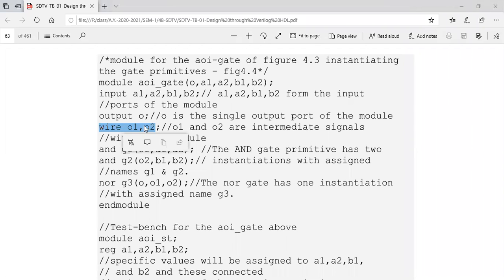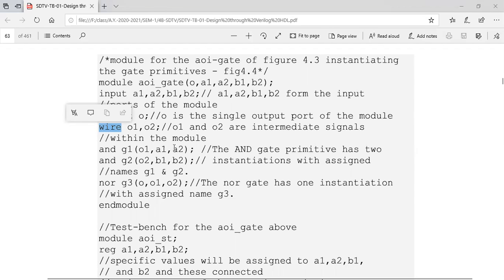In VHDL we used to have signals, right? Instead of signals here, we are using a wire. That means a wire can be used as input and output, right? That's the reason why we are using O1 and O2 as wires. O1 and O2 are intermediate signals, so we are using them as wires within that particular module.